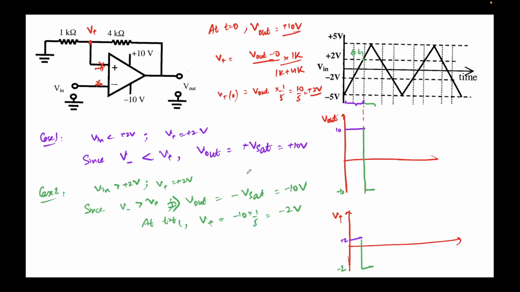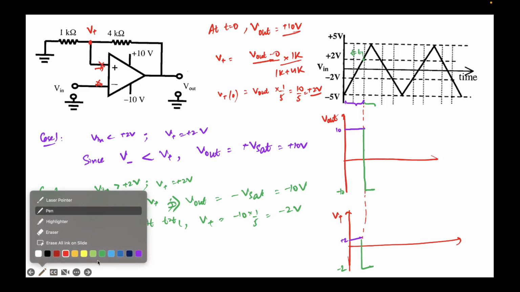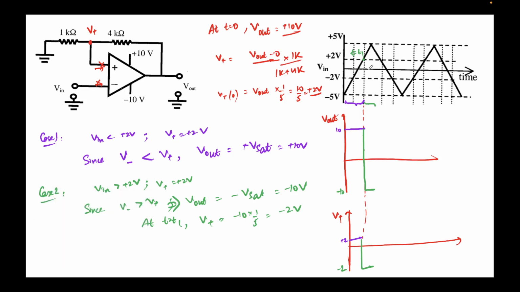So what's going to happen now is that this case will continue to be the same. Now the comparator will kick in again when the input voltage touches the reference voltage. Now the reference voltage is minus 2. So we need to identify when the input voltage crosses the reference voltage. The input voltage crosses minus 2 at this junction. That's called T equal to T2.